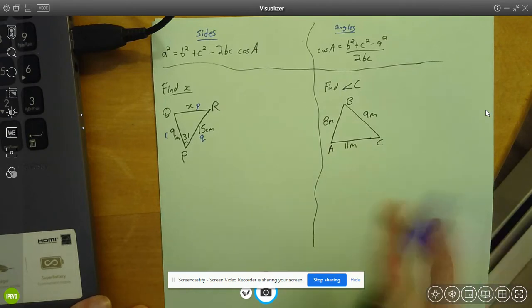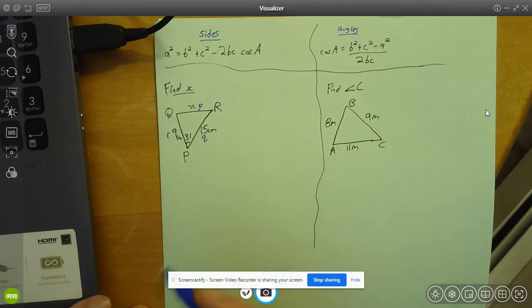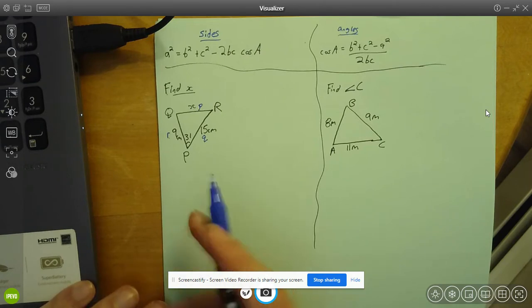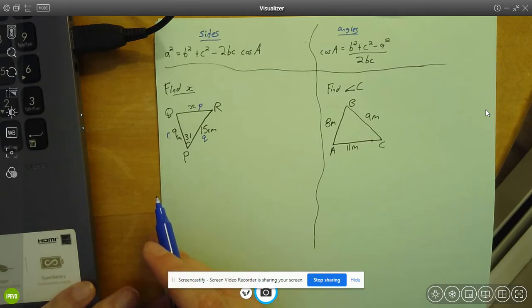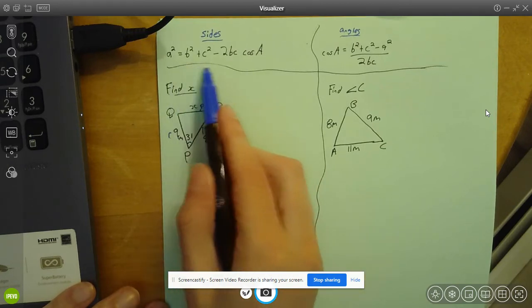So instead, we're going to use cosine law, kind of our third option. We only look at cosine law when it's not a right angle triangle and when I don't have that complete pair. So let's get started. Again, here's the cosine law for side lengths.